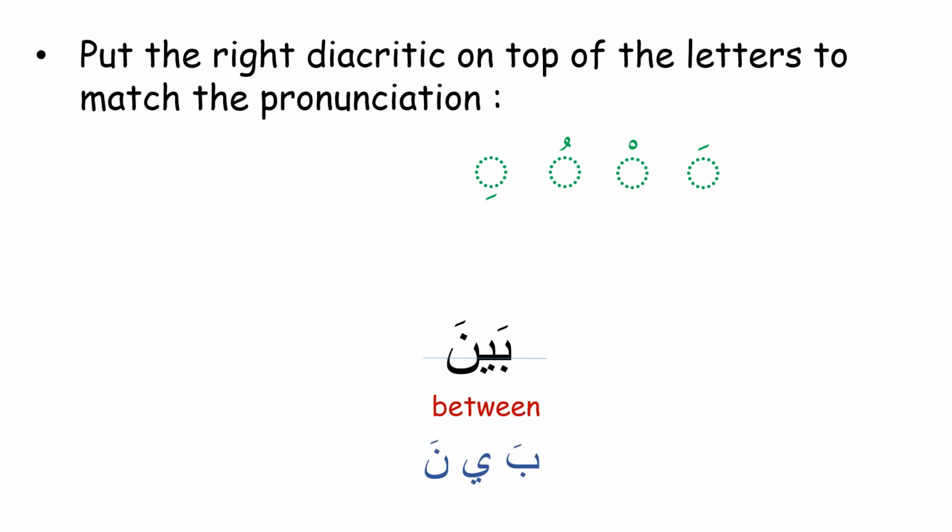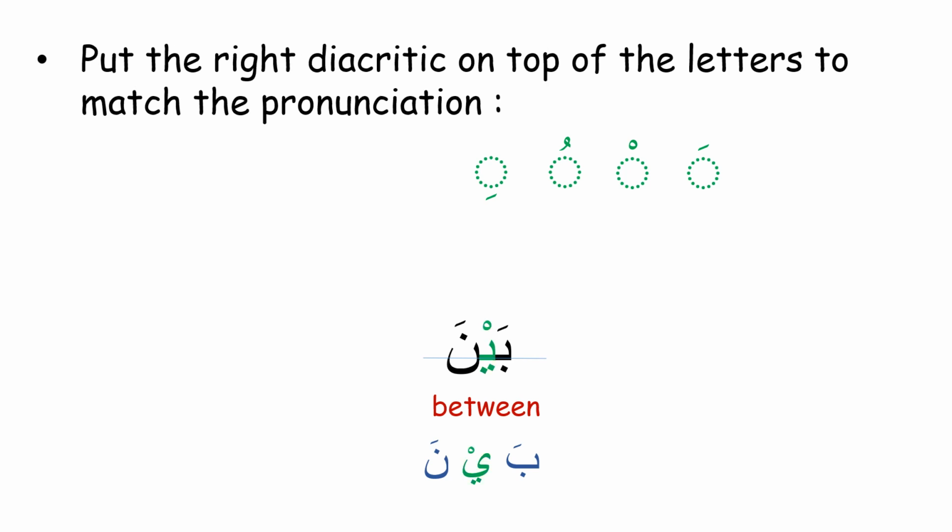Let's begin with our first word, بين. We are missing the diacritic that comes on top of the letter ya, and as you can hear, the first syllable, bay, one more time, bay, sounds like as if we are joining the letter ba with fatha to the first letter of the name of the alphabet ya. And that is what sukoon is all about, isn't it? So, our missing diacritic is sukoon. Well done.